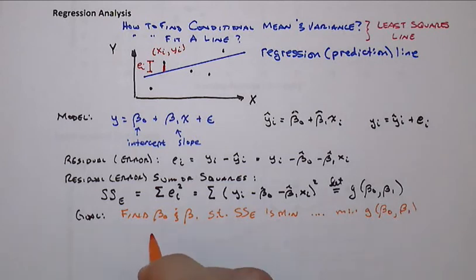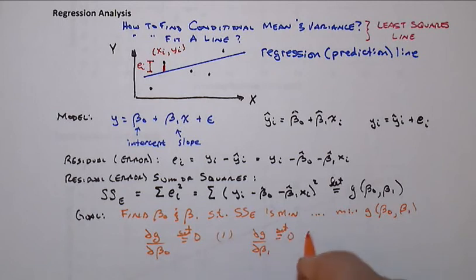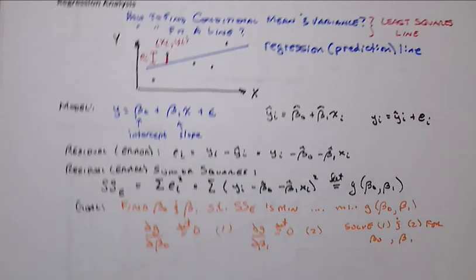And we do that with our classic use of calculus of multiple variables. So the partial of G with respect to beta naught will be set equal to 0, and being a polynomial, it's not a hard one to do. Let's call that equation 1. We'll do the same thing for the other parameter, call that equation 2, and what you do then is solve 1 and 2 for beta naught and beta 1.